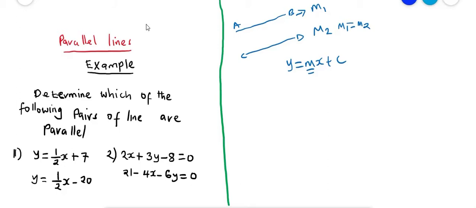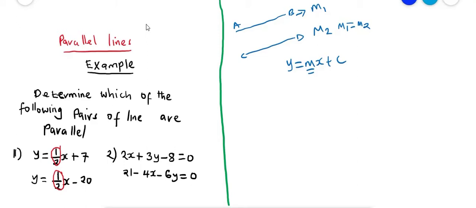Therefore you find that the coefficient of x, which is a half here, is equal to the coefficient of x in the second equation, which was also a half. So clearly, without doing any calculation, we can conclude that the first pair of equations of that straight line is in fact a parallel line.